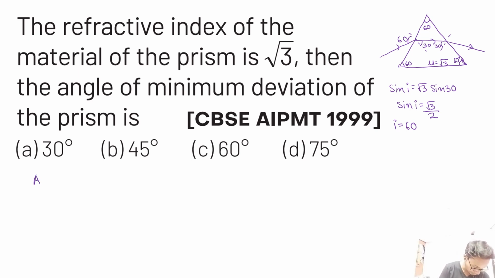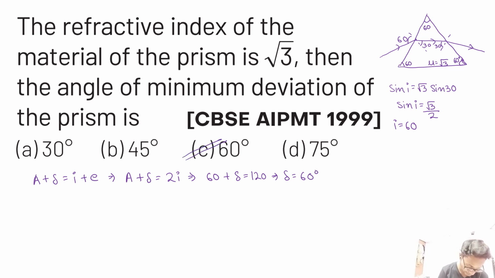Now what is the value of deviation? I can simply use A plus D is equal to I plus E, or A plus D is equal to 2I. What is the value of A? 60. What is the value of D? We have to find it out. What is the value of I? 60, and 2I is nothing but 60 into 2, 120. D here is nothing but 120 minus 60, which is 60. Option number C.